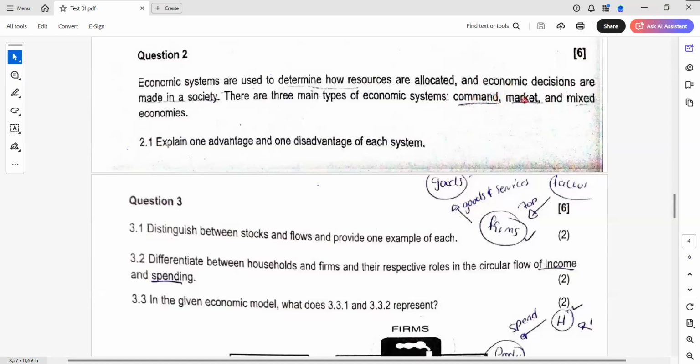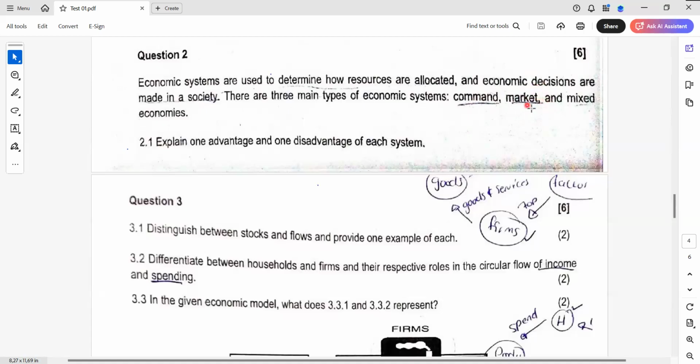And then the market system, or the free market, is also called the capitalist. In the market, we said that is where resources are privately owned by individuals, right? So resources are privately owned by individuals. And these markets are profit driven, right? The individuals' main aim is to make a profit.